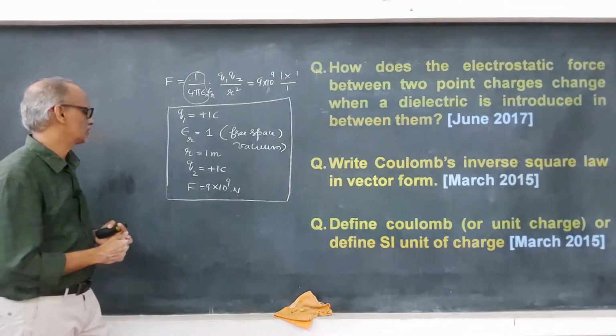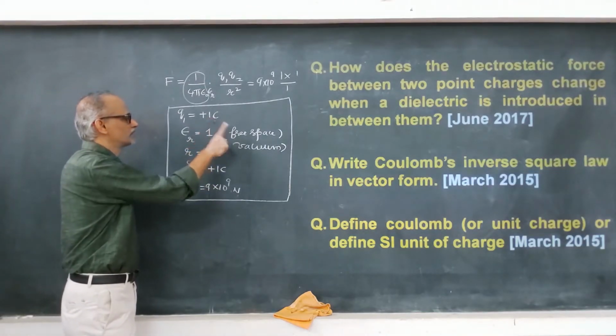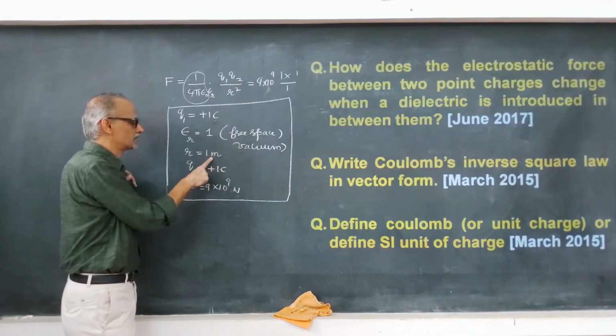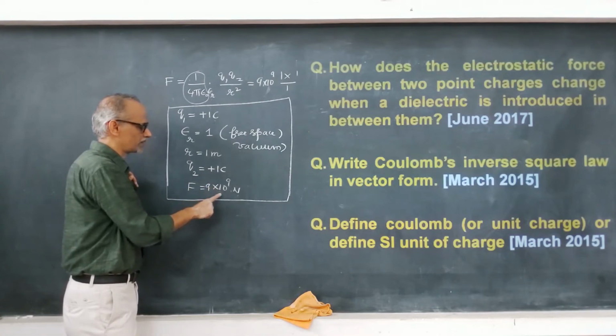I will repeat the statement. 1 coulomb is defined as that charge which, when placed in vacuum at a distance of 1 meter from an equal and similar charge, repels it with a force of 9 into 10 to the power 9 Newton.